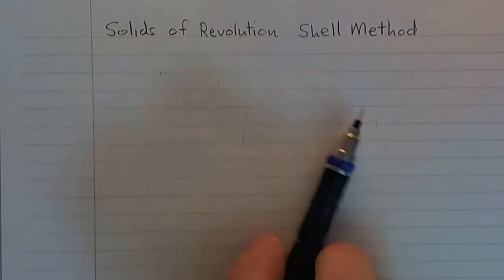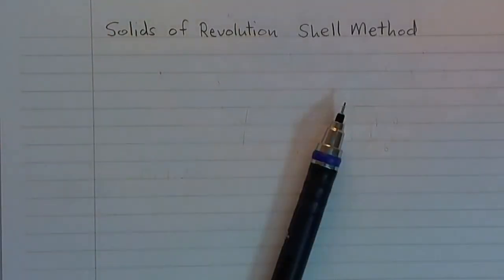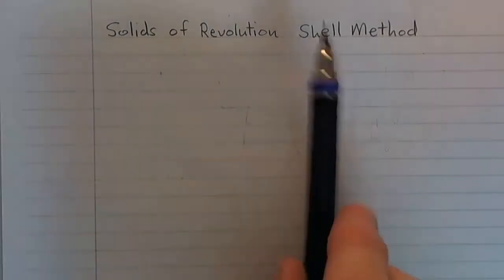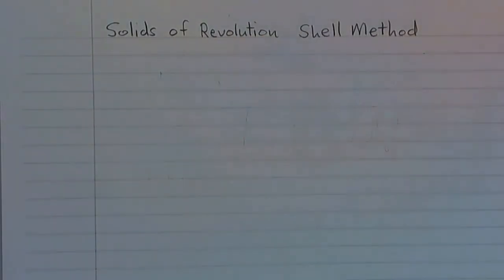Generally, when we think of finding the volume of a solid of revolution, we think of one of two methods: the disk method or the shell method. Those are the two methods. And for me personally, the disk method is what I like to use if I'm revolving a region about a horizontal line, while I find the shell method more convenient if I'm revolving a region around a vertical line.